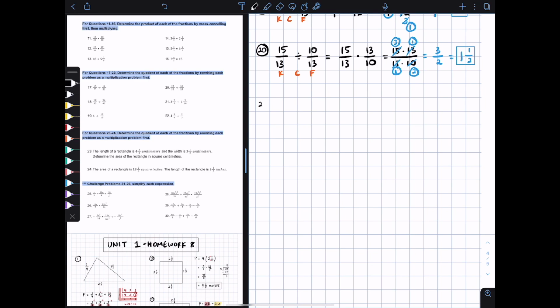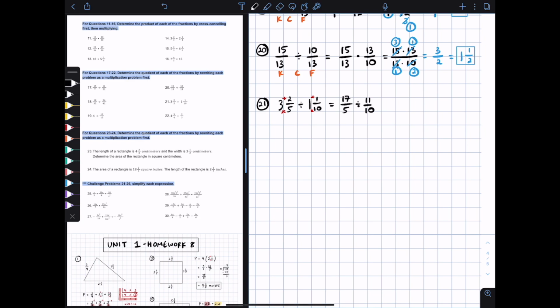Let's try question 21. And 21 is going to be 3 2/5, and we're going to divide that by 1 1/10. Okay, so as an improper fraction, 3 times 5 is 15. 15 plus 2 is going to be 17. So we have 17 over 5. And let's see. Maybe I'll write out an extra step here. I'm just going to keep it as a division problem. So 1 times 10 is 10. 10 plus 1 is 11. So that's going to be 11 over 10.